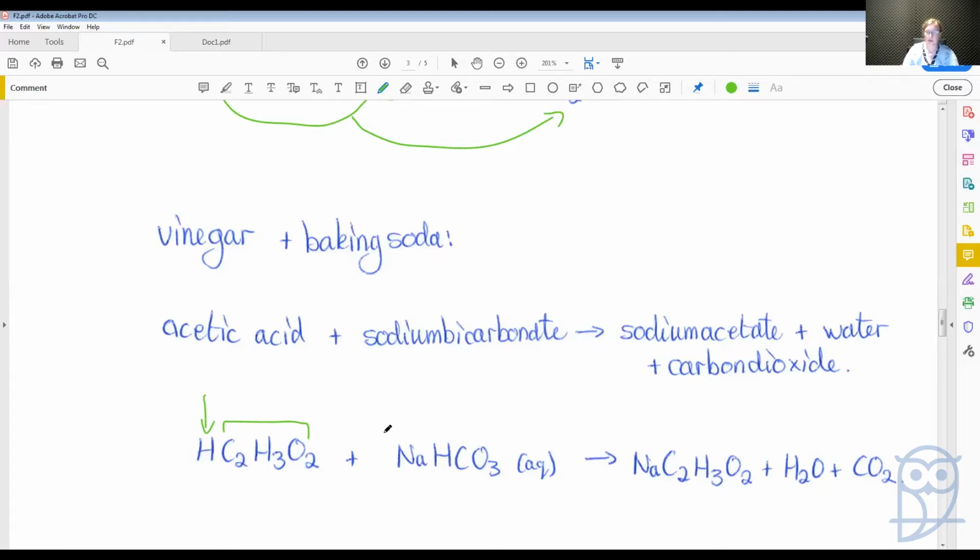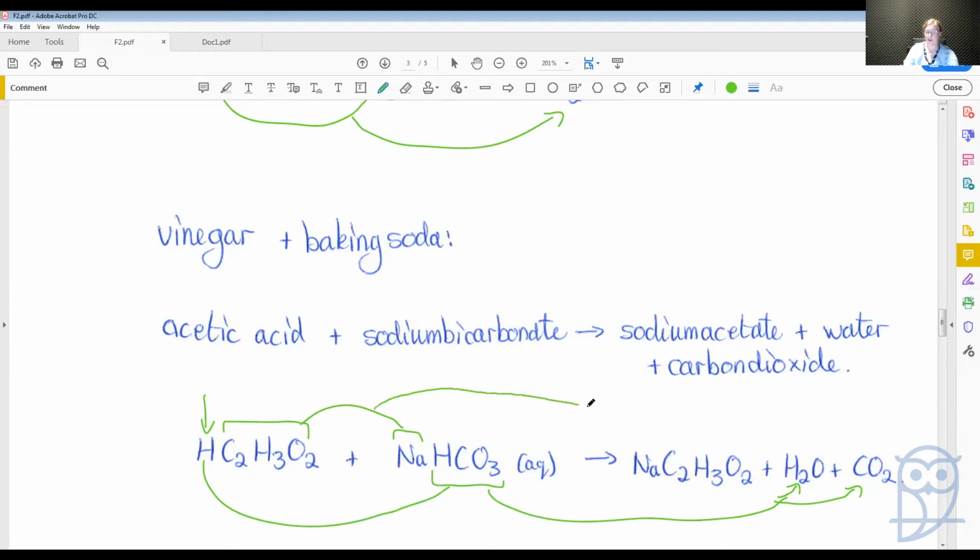Then we've got some sodium bicarbonate. So there's our sodium. These two are going to combine to give us sodium acetate as our product over here. But this H is going to combine with this HCO3 over here. And because we've got some carbon in here, we're going to end up getting carbon dioxide and water. So it's going to give us two products, H2O, so water, and some carbon dioxide. And this bit is going to end up going there.